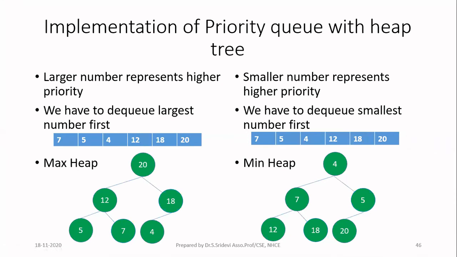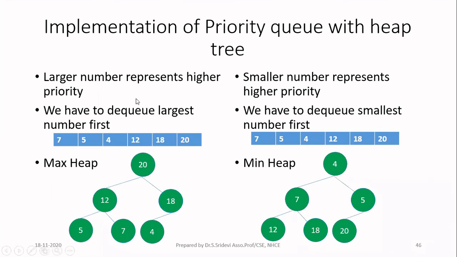In one way, when the number is larger, you can say it is the highest priority, like our marks: when our marks are more, we say that we got the first rank. Whereas in the second approach, we say when the number is smaller, that is the highest priority, like our rank. When our rank is 1, that is the highest priority when compared to rank 45. So we have two different ways of implementation.